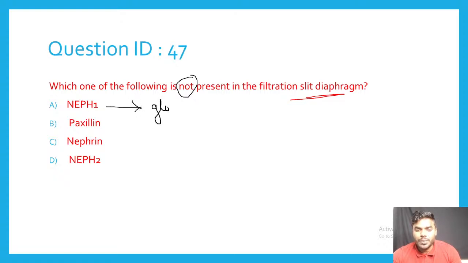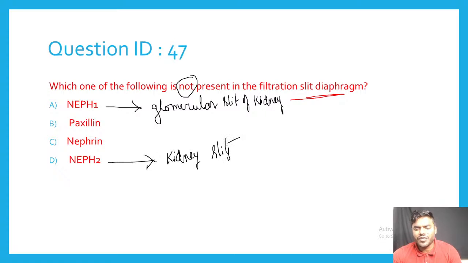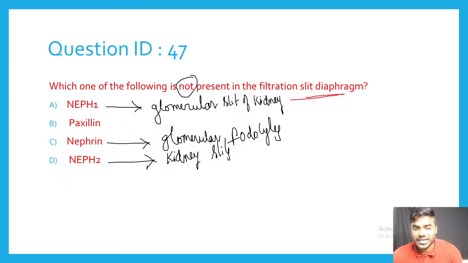NPH1, remember, NPH1 is a protein which is present in the glomerular slit of kidney. Okay, NPH2, it is present almost all part of the kidney. It is present in every kidney slit. And what about the nephrin, friends? It is present in the glomerular podocytes. So option A, option C, option D, these 3 are correct options with respect to the filtration slit.